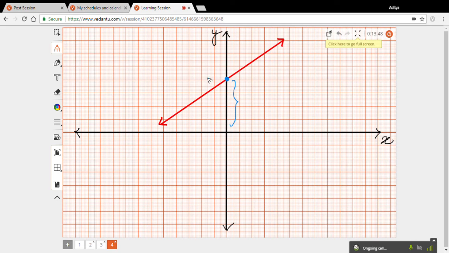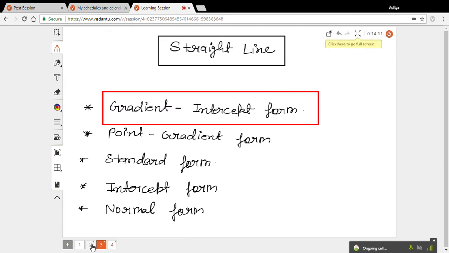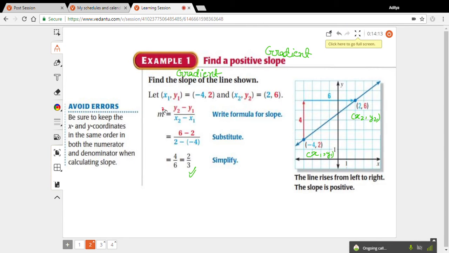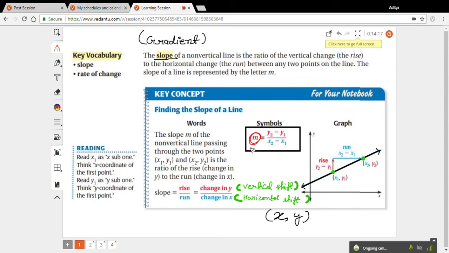This distance, let's say this is at (0, c). This distance is, suppose, c. So c is said to be the y-intercept. The point at which, or the distance from the origin at which the line intersects the y-axis, that's called the y-intercept. And gradient we have already discussed. Gradient is represented by a small m.